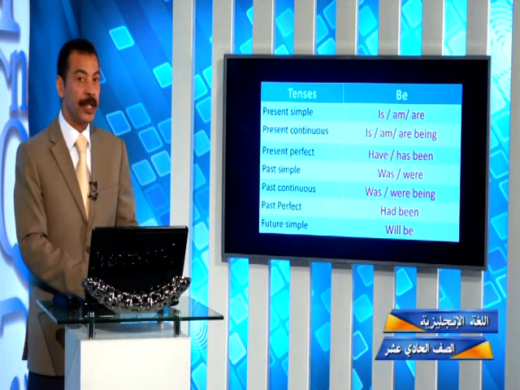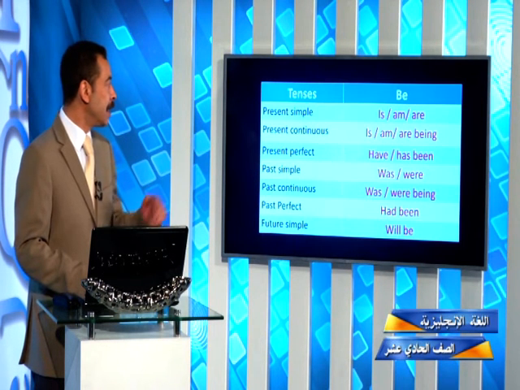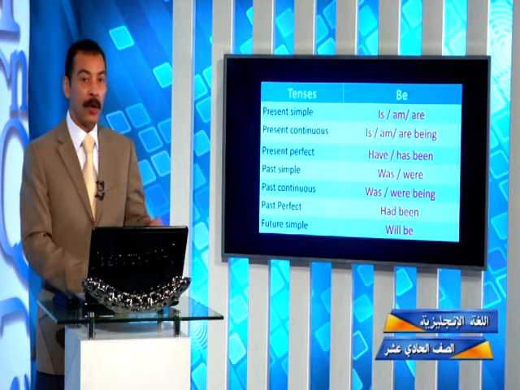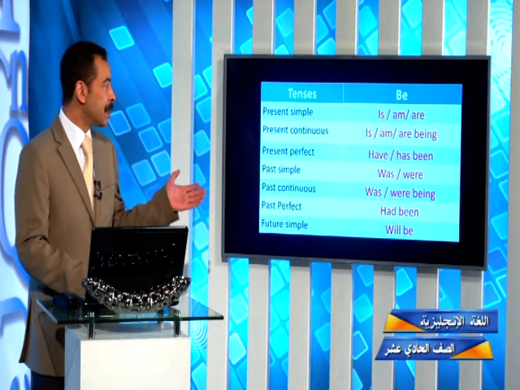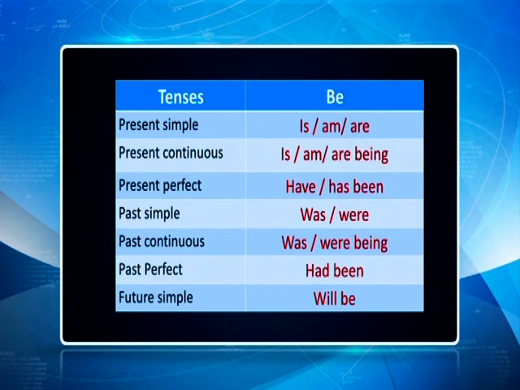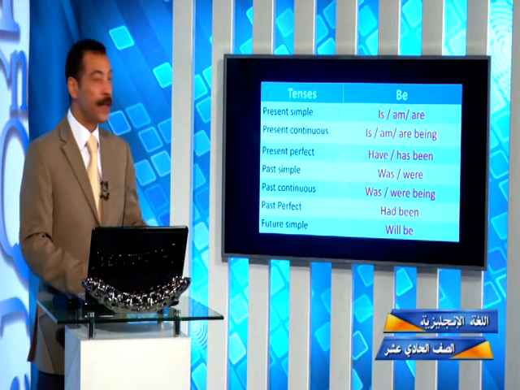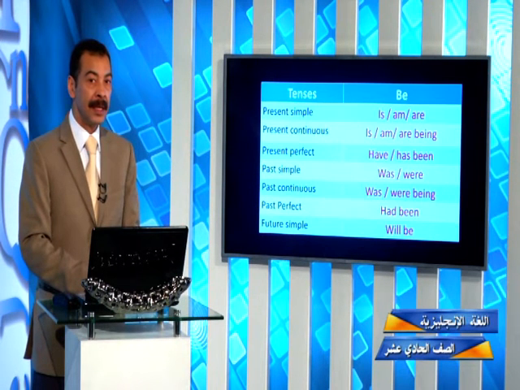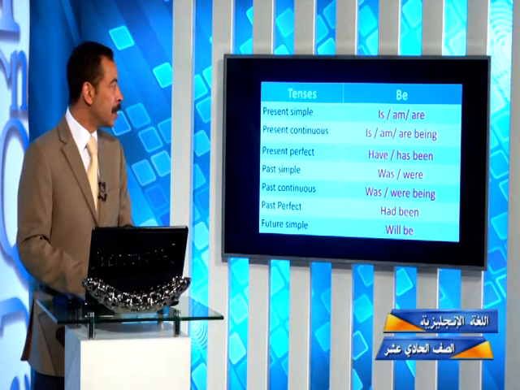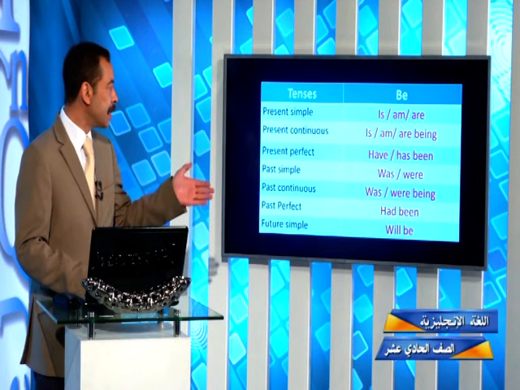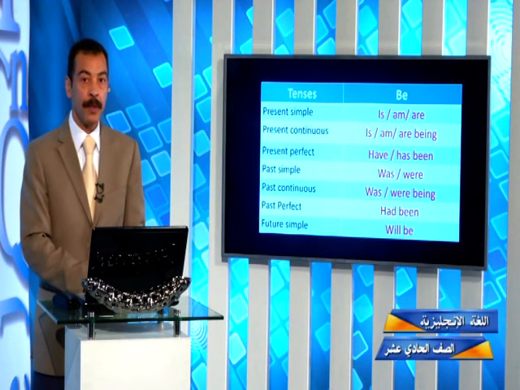Remember, the conjugation of the verb to be is like this. In the present simple, we use is, am, or are. The present continuous is, am, or are plus being. Present perfect have or has been. Past simple was or were. And past continuous was or were being. And past perfect had been. Future simple will be. So we are going to use some of these forms in the coming explanation. So remember the present simple, the present continuous, and the form of the verb to be.